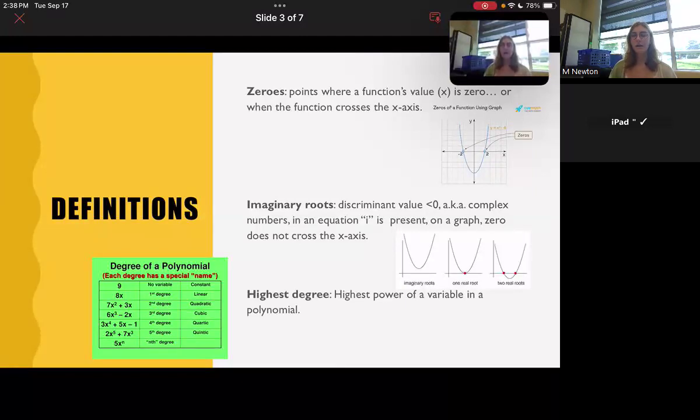And then the last thing that we're going to come across is the highest degree. This is just the highest power of a variable in a polynomial. In green, we have a couple different examples of polynomials. I'm just going to skip down to the third one. Our highest degree is 2. That means the highest degree of the polynomial is 2, and so on.